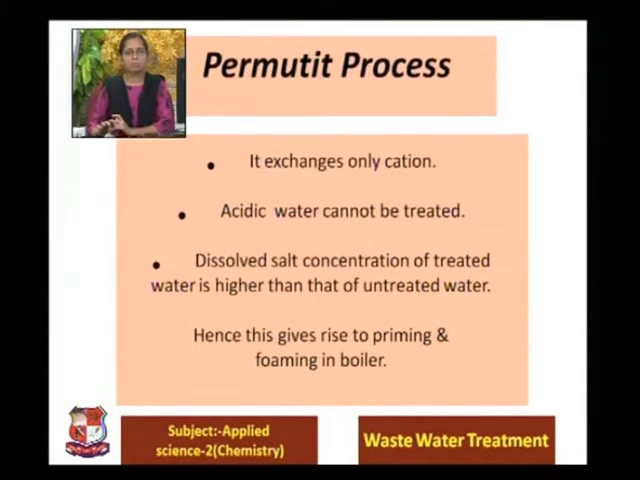Let us try to summarize what the permutit and ion exchange processes are. I have made a small summary on these two processes. We have seen that the permutit process exchanges only cations, so this one has to be remembered. Acidic water cannot be treated with the permutit process because it may damage our permutit bed.